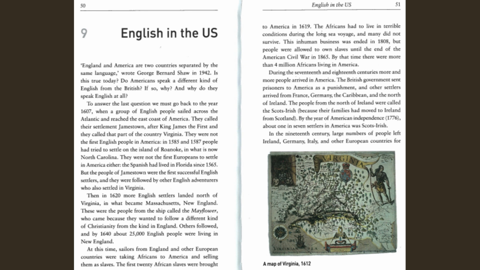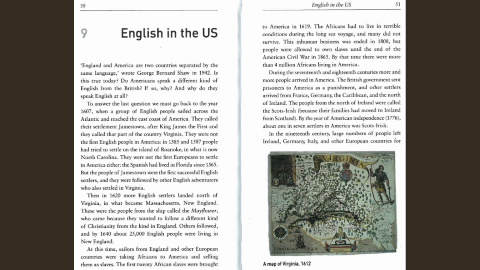At this time, sailors from England and other European countries were taking Africans to America and selling them as slaves. The first 20 African slaves were brought to America in 1619. The Africans had to live in terrible conditions during the long sea voyage, and many did not survive. This inhuman business was ended in 1808, but people were allowed to own slaves until the end of the American Civil War in 1865. By that time, there were more than 4 million Africans living in America.